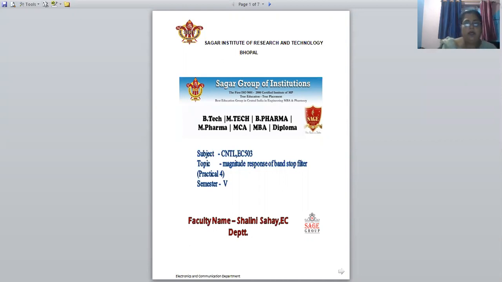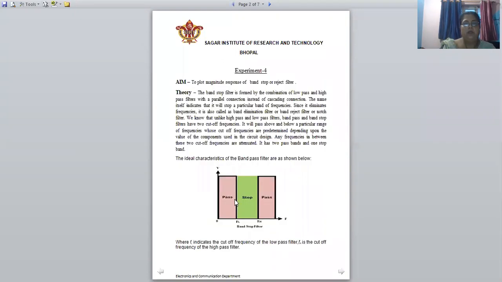Today, in this lecture, I am going to discuss the magnitude response of band pass filter. First, the aim is to plot the magnitude response of band stop or reject filter. The band stop filter is formed by a combination of low pass and high pass filters with a parallel connection instead of cascading connection. The name itself indicates that it will stop a particular band of frequencies. Since it eliminates frequencies, it is called a band elimination filter, band reject filter, or notch filter.